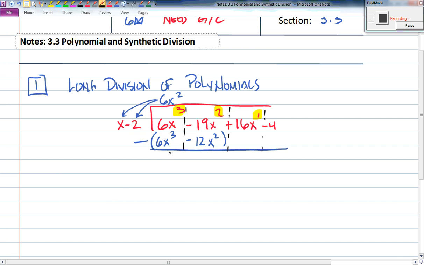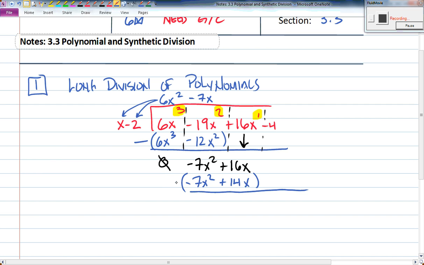So let's see here. 6x cubed minus 6x cubed. That gives me nothing. That's good. 19x squared minus a negative 12x squared would give me how much? Negative 7x squared. And then we would bring down the positive 16x, right? All right, now we repeat the process. How many times does x go into negative 7x squared? Negative 7x times. So negative 7x times an x gives us negative 7x squared. Good. Negative 7x times a negative 2 gives us a positive 14x.